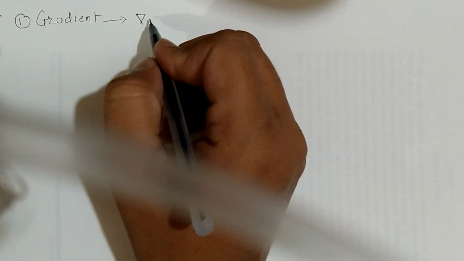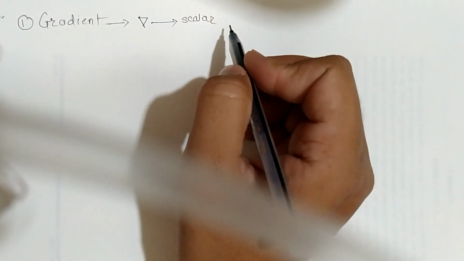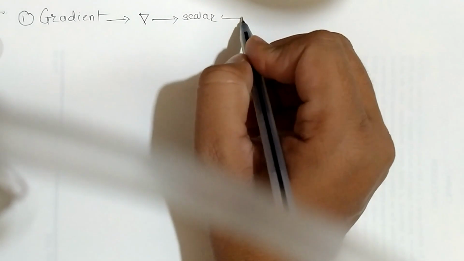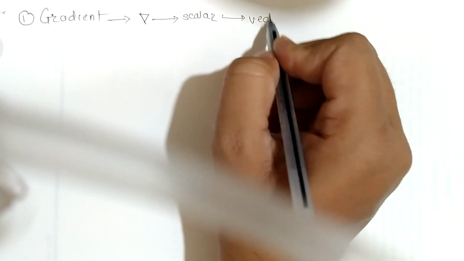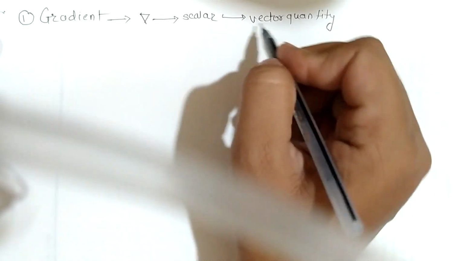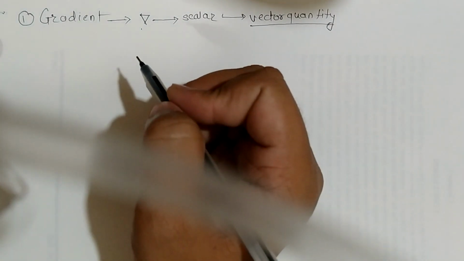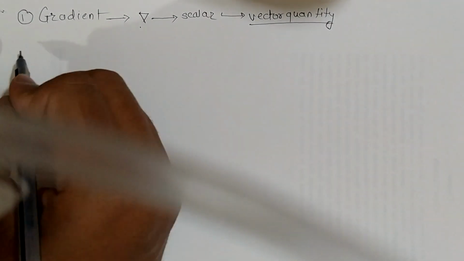First is the gradient operator, which is denoted by the letter nabla. And when it is operated on a scalar, the result will always be a vector quantity. So this is a very important point regarding the gradient, which is denoted by the letter del or nabla.